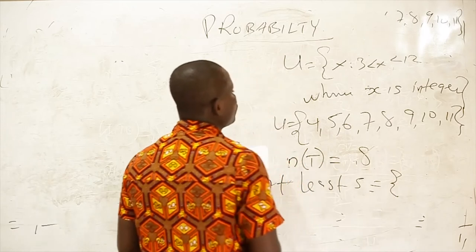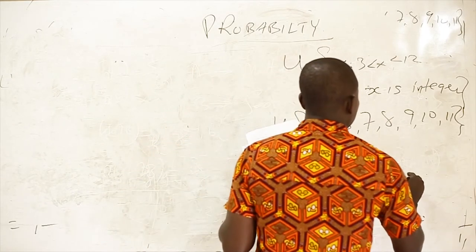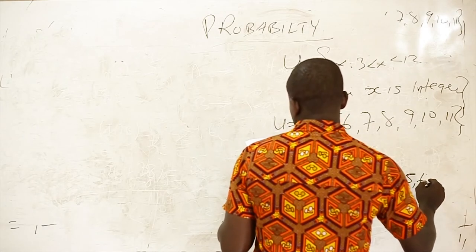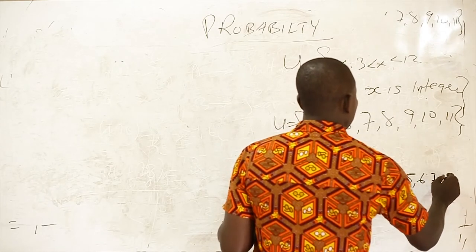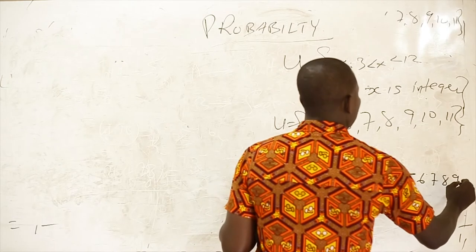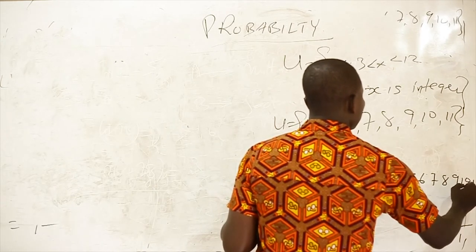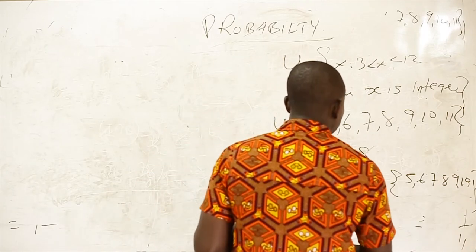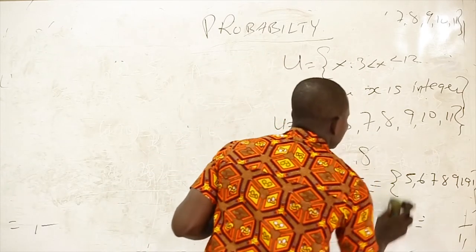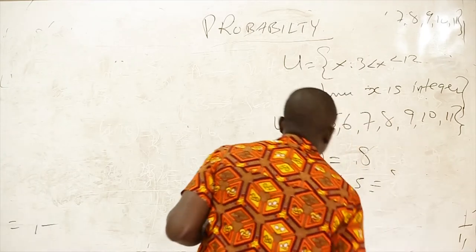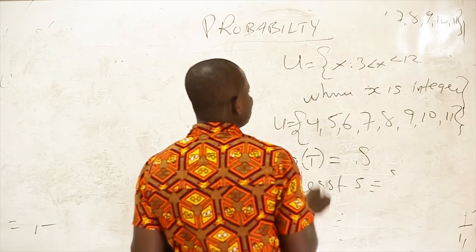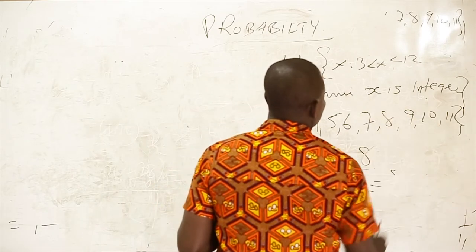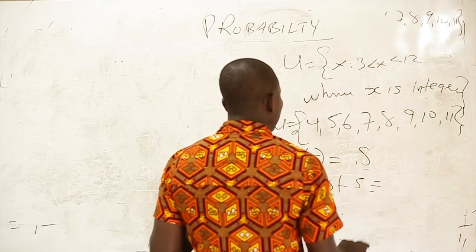So what is the set? Set of at least 5. The least is 5, so we have 5, 6, 7, 8, 9, 10, 11. Okay, so how many are they? At least 5. That means apart from this one, we have 1, 2, 3, 4, 5, 6, 7. So at least 5 will be what?